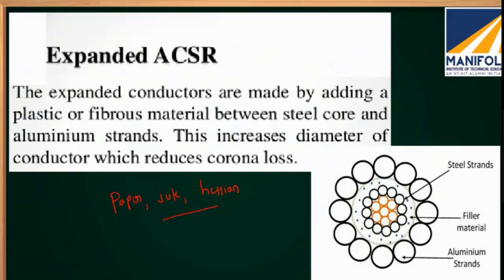As I said earlier, increasing the size of the conductor will have certain advantages that we'll discuss in the coming classes. Reduced corona loss is one of the advantages. And the second advantage is that the inductance per phase of the conductor also reduces. How, we will discuss in the next class. So these are called expanded ACSR conductors.